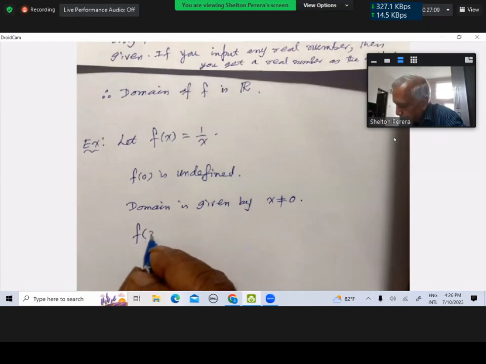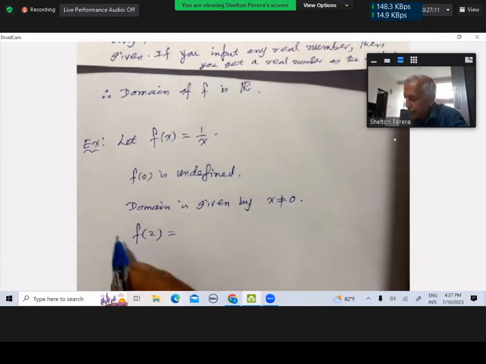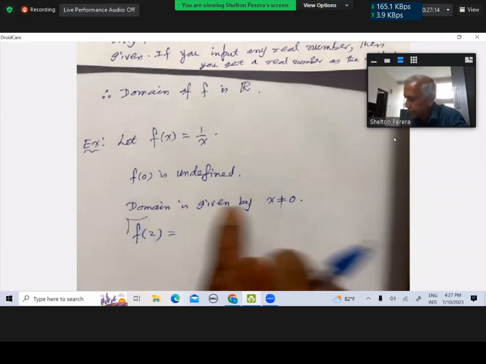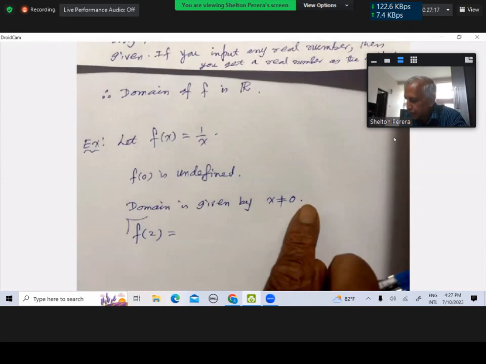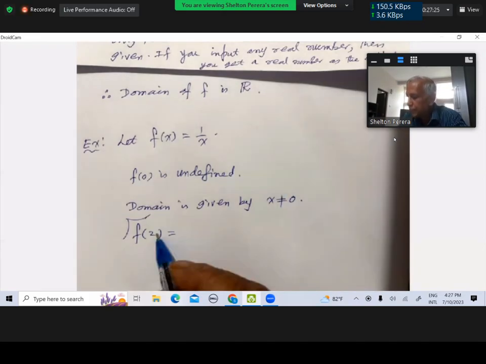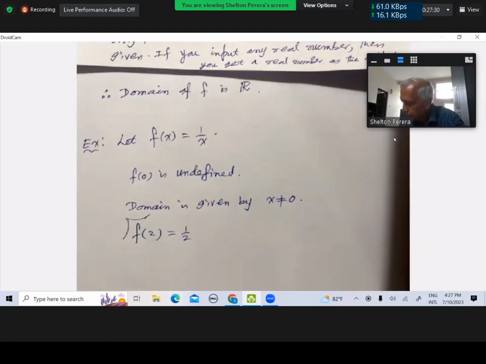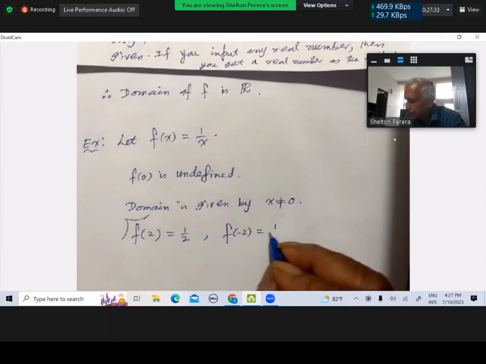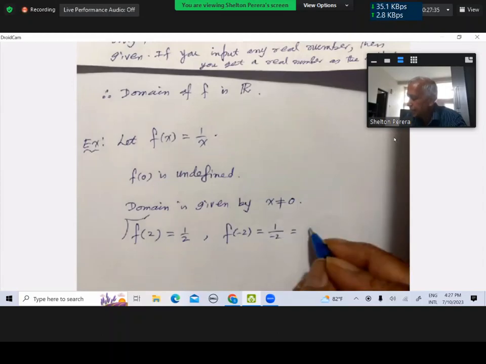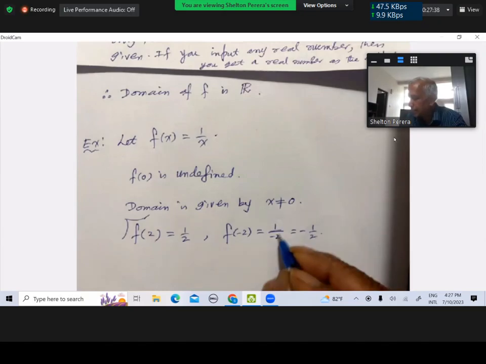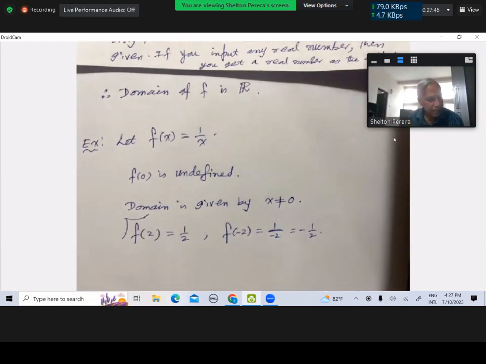Put x equals 2 as the input, f of 2, this is a separate thing. We have decided on the domain. This is just to show you that if you input any other real number, then you get a real number as the output. Input 2, f of 2 is 1 over 2. f of minus 2 is 1 over minus 2, minus 1 over 2. The minus sign can be written anywhere. This is minus half. Even if you put minus there, it's minus half. So we write it as minus half.